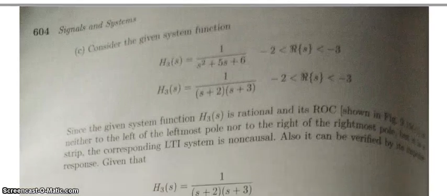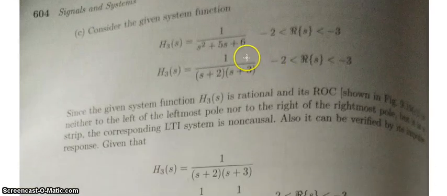Now consider the next case, H3(s), again the same function, 1 by s squared plus 5s plus 6, with minus 3 less than real part of s less than minus 2. That is, the ROC is lying between -2 and -3, or we can say the ROC is a strip.